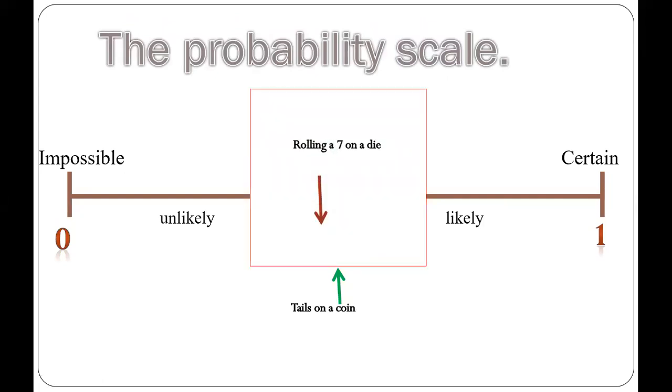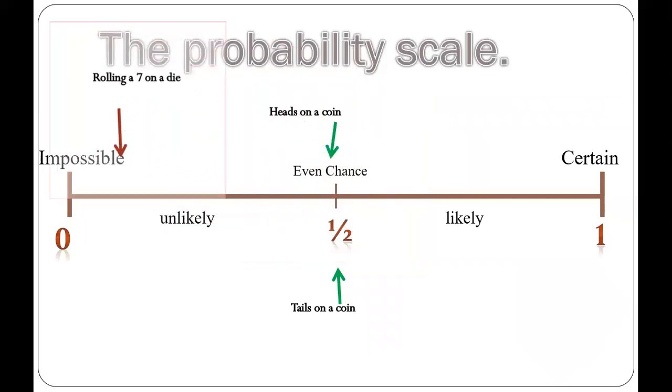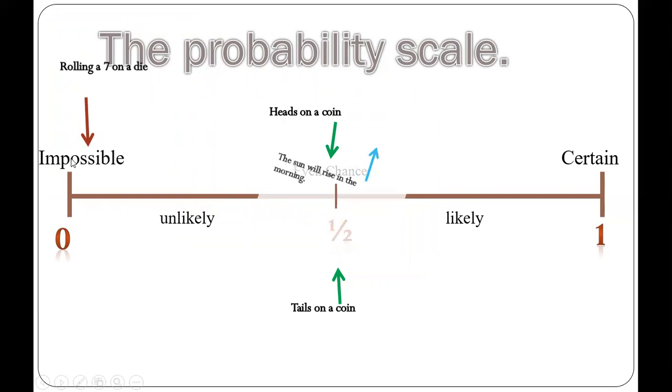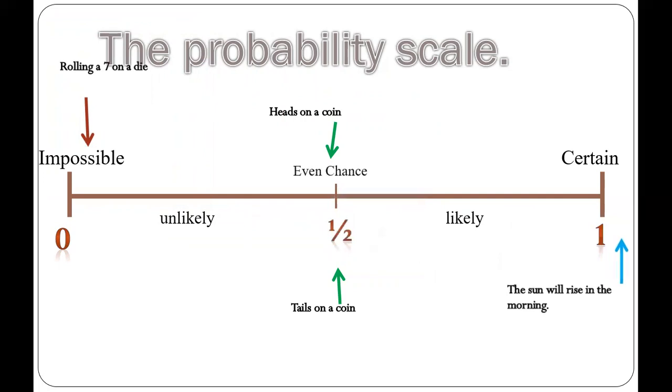Now, rolling a 7 on a die. Why is it impossible? Because we have only 6 on the die, so it's impossible. Okay? The sun will rise in the morning. Of course, it will be certain. So it is 1. Okay? Next, winning the lottery. So it's unlikely. We don't know whether we are going to win or not.